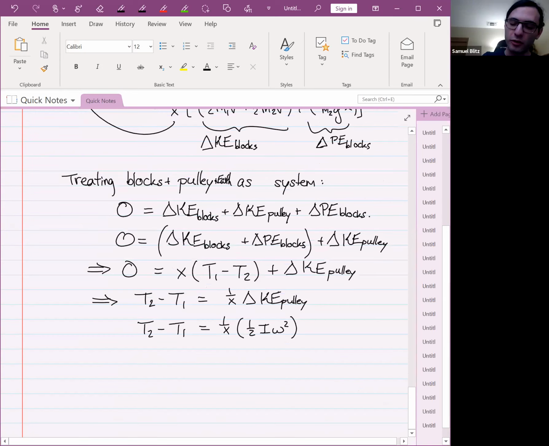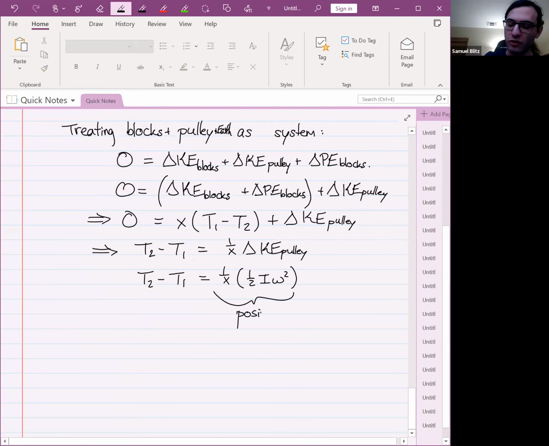So this is positive, right? The final kinetic energy of the pulley is positive. The initial kinetic energy is 0, so the change is positive, which tells us that T2 is greater than T1. So with a pulley being involved, and in fact, this tells us precisely how much bigger T2 is than T1. It's this much bigger. So if I was 0, if the pulley had 0 mass, then T2 would equal T1. But because the pulley generally has mass in real life, T2 has to be bigger than T1.